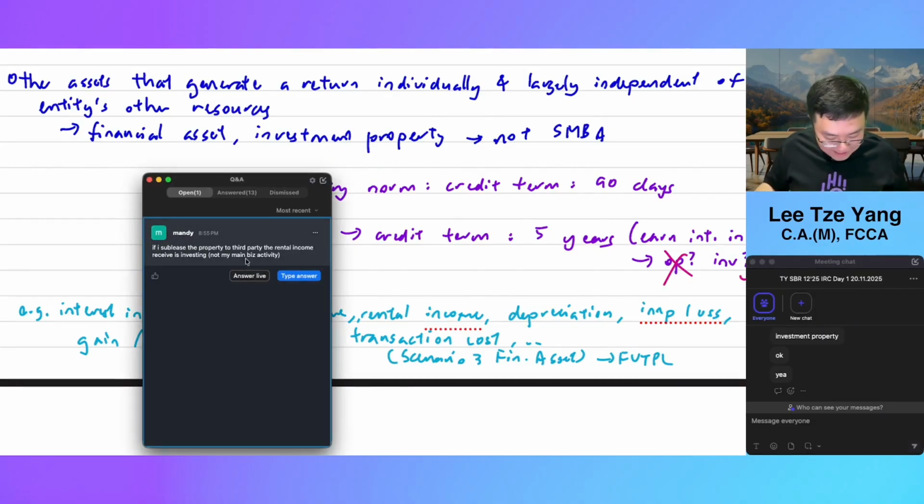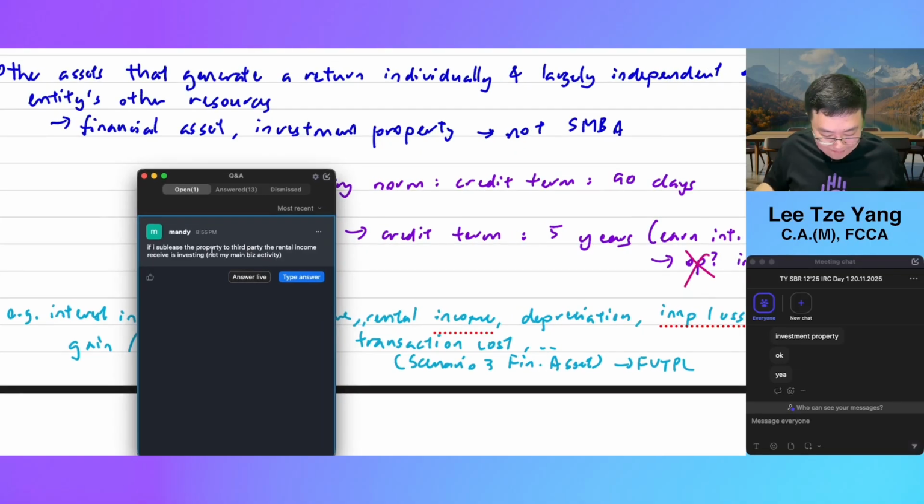Now, if you sublease the property to a third party, the rental income is investing, not my main business activity. Andy, you're right. If not your main business activity, then investing. If it is your main activity, then operating.